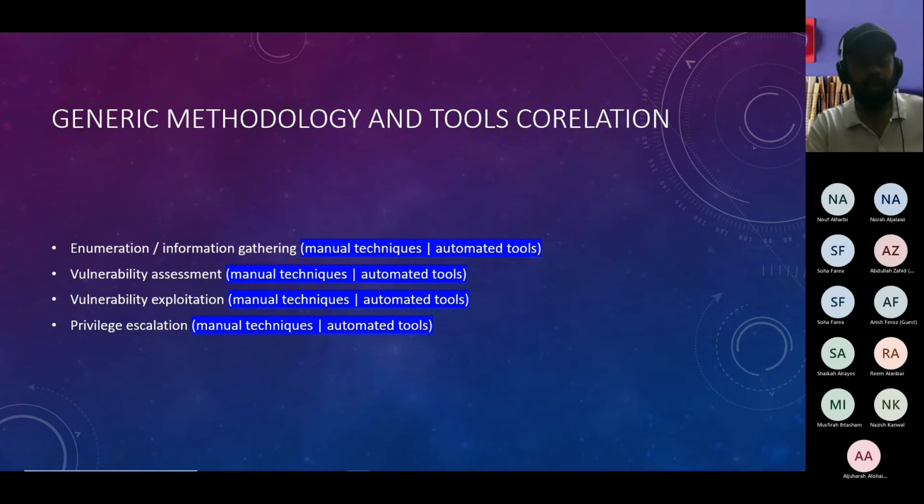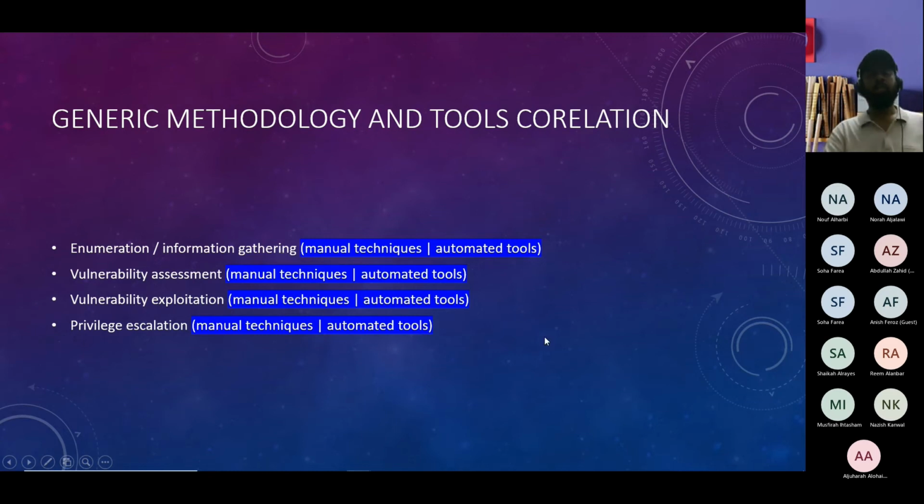Now, the same point I explained previously, the correlation between methodology and tools. I made this slide because people come to us and ask, what tool do you use for VAPT? People think that there is a single tool or two tools, and that if you have this tool in your hand, you can do all types of VAPT and the VAPT is over. A lot of people ask me this question, that is why I have made this sheet for you. So I have written, you see, enumeration, information gathering. These are done with manual techniques as well as automated tools.